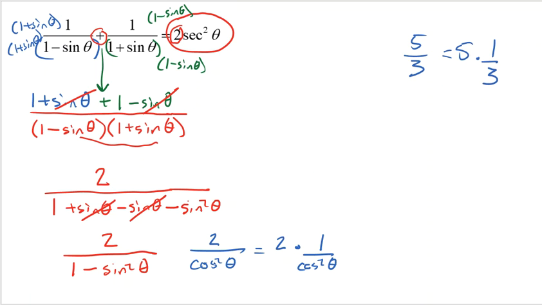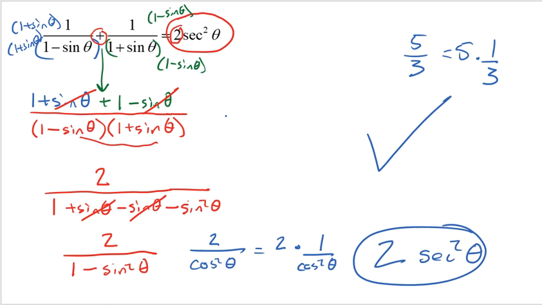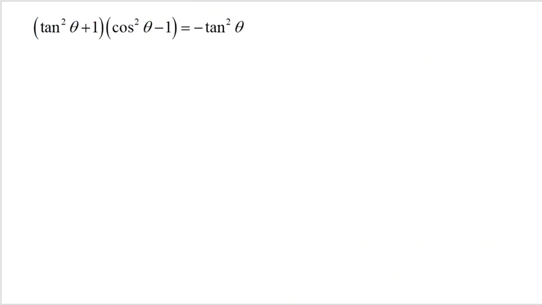So again, the reciprocal of cosine squared is 1 over cosine squared. And hopefully you see my answer because I have 2 times 1 over cosine squared, which using the reciprocal identities is 2 secant squared. So voila, I just verified that the left-hand side is in fact equal to the right-hand side, 2 secant squared. Another awesome problem that I just adore. All right, couple more here.